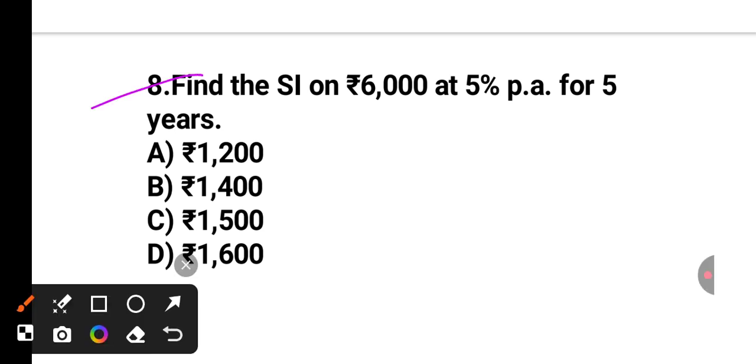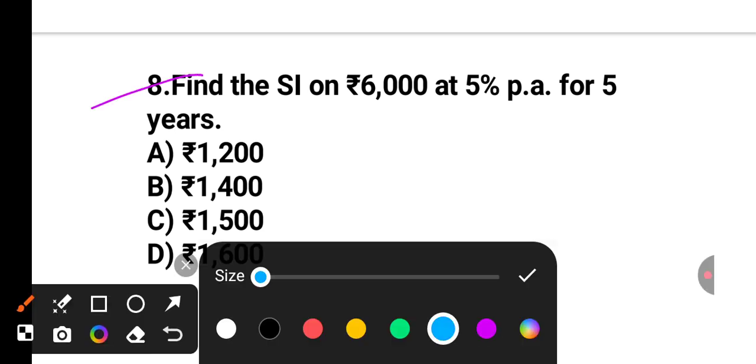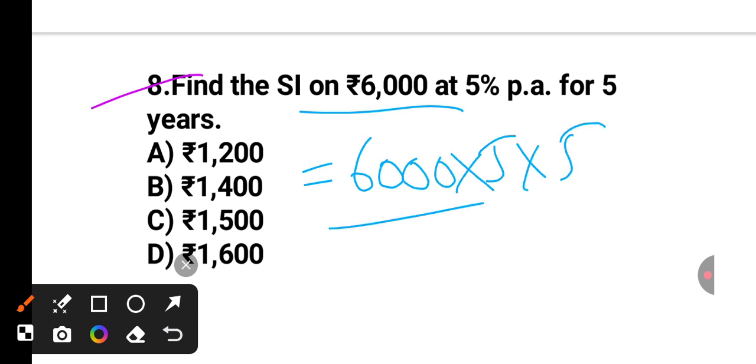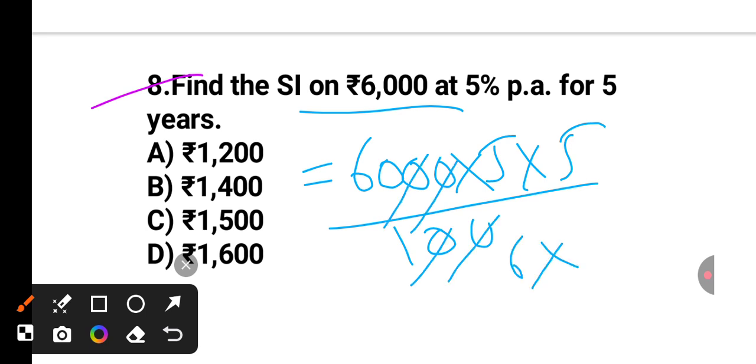Next, find the simple interest. Find the simple interest on 6000 at 5% per annum for 5 years. This is 6000 into 5 into 5 divided by 100. 6 into 5 into 5, 60 into 25, that is 1500.